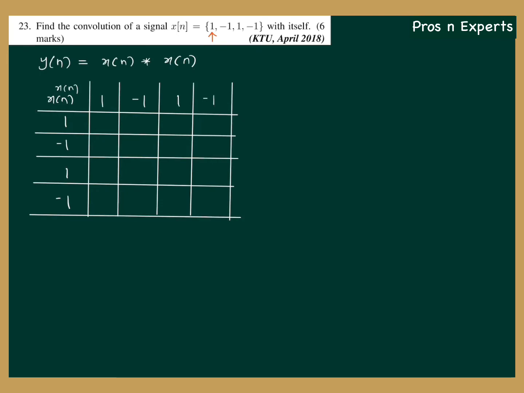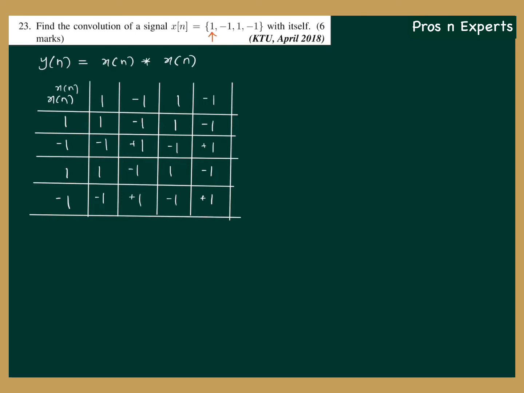What is the next step? We have to find the product in each cell. This cell will have 1 into 1, which gives 1 itself. Here it is minus 1, here 1, minus 1. Here minus 1 multiplied by 1 gives minus 1. Here it will be minus 1 into minus 1, plus 1. So the rows are 1, minus 1, 1, minus 1; minus 1, plus 1, minus 1, plus 1.